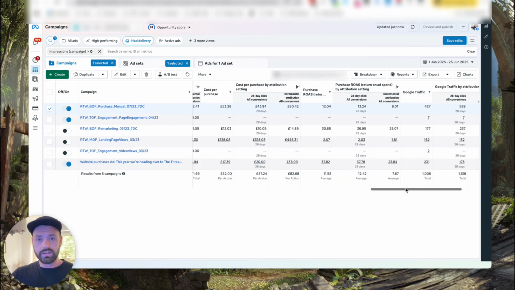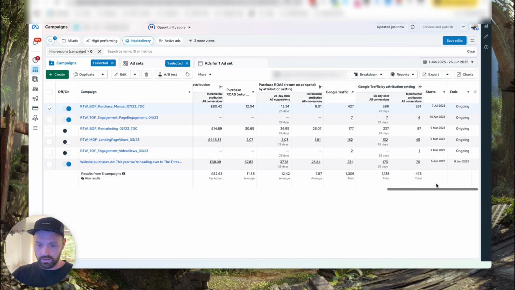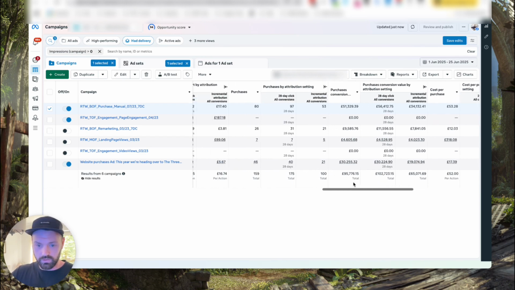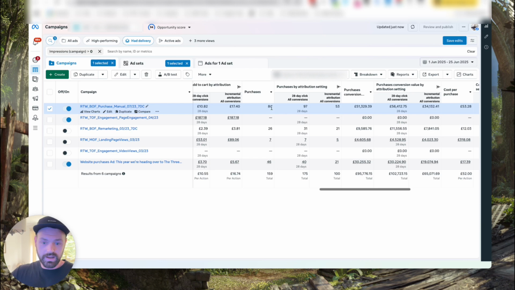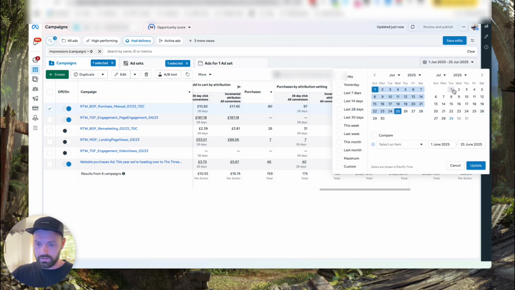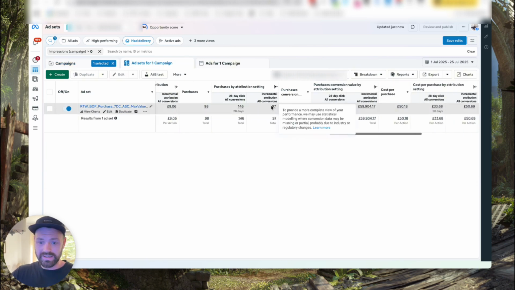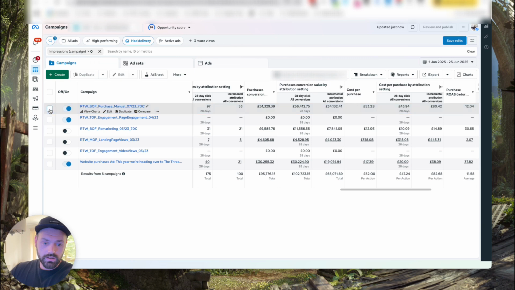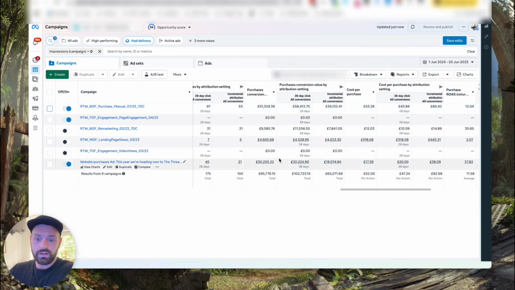Now, the other thing to note here, as I mentioned, is that we were optimizing this on highest value. So I want to have a quick look at how many sales, or conversions, we are claiming for this period on the old campaign. We had 80 purchases there, 53 incremental. Let's go back to July and look at the new campaign, and we can see here 97. So more purchases.